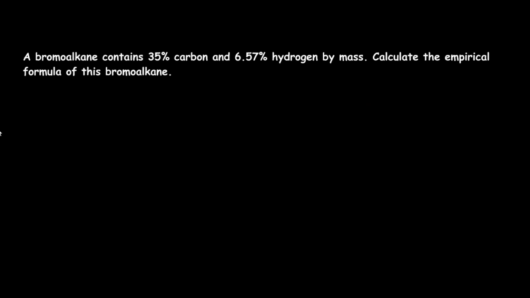Okay, let's move on. Let's calculate an empirical formula given percent composition data. Let's have this problem. A bromoalkane contains 35% carbon and 6.57% hydrogen by mass. Calculate the empirical formula. Remember that a bromoalkane consists of the halogen bromine and an alkane, which is a hydrocarbon, C and H. If you add these two, this will only give us 41.57%. So this is only hydrogen and carbon.